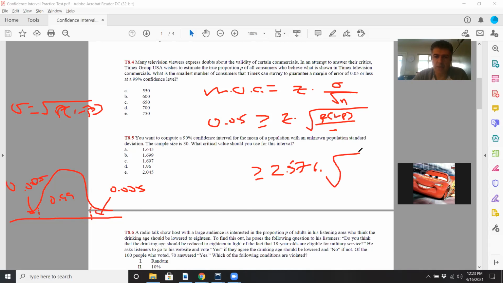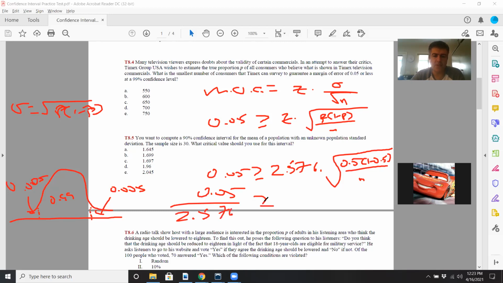Times root, and you're going to put 0.5 times 1 minus 0.5. So if you're not given the proportion, you just assume that. And you solve for n, and that's 0.05 right here. Now you have to do some algebra. So we divide both sides by 2.576, so 0.05 divided by 2.576, less than or equal to root 0.25 up here over root n. I'll just separate the radicals. You can cross multiply.